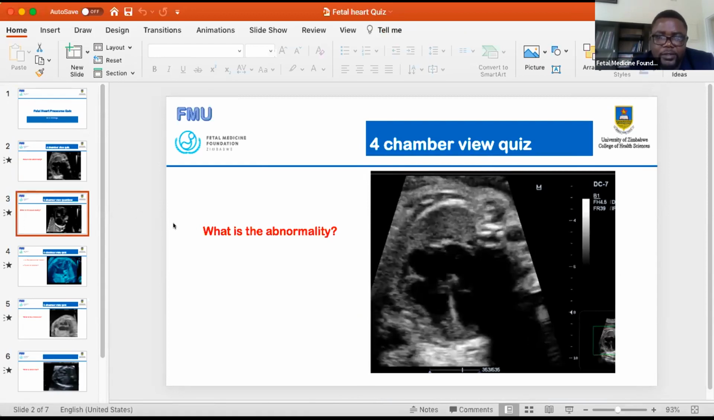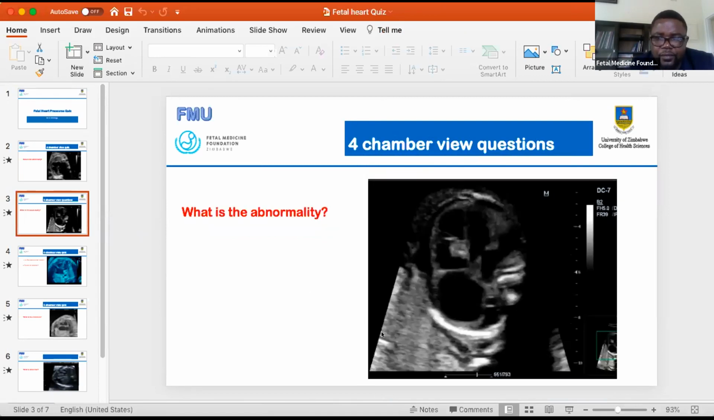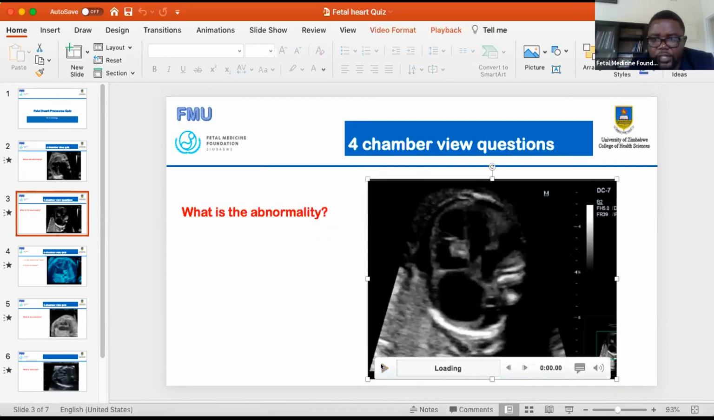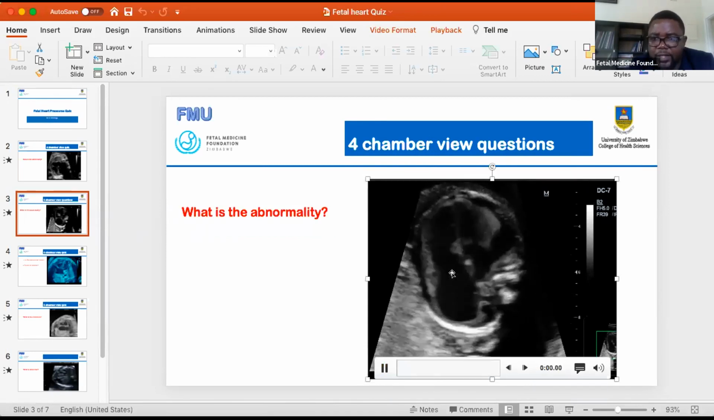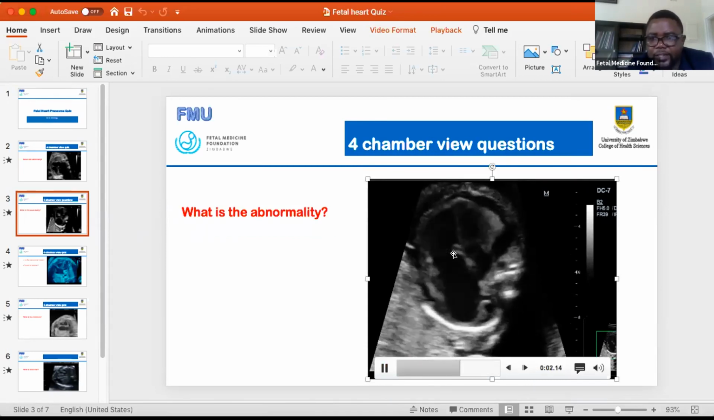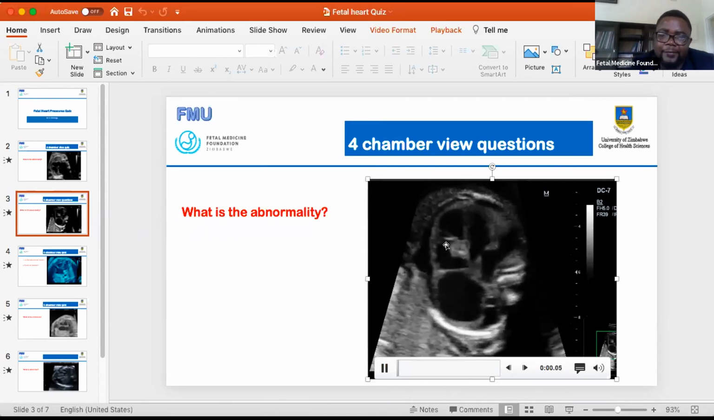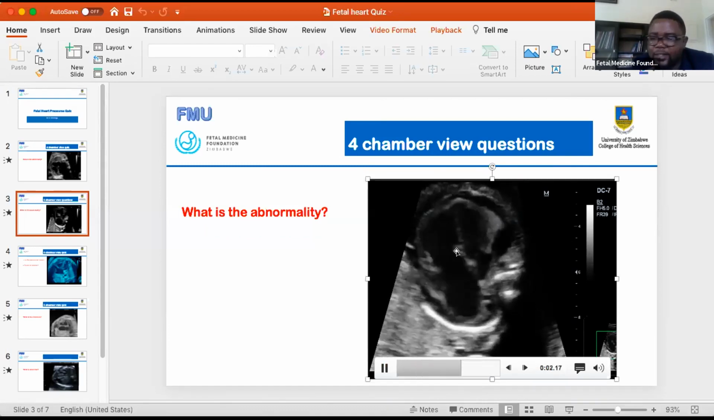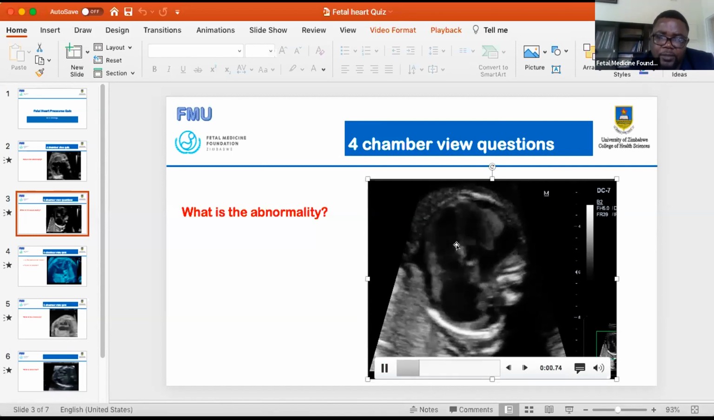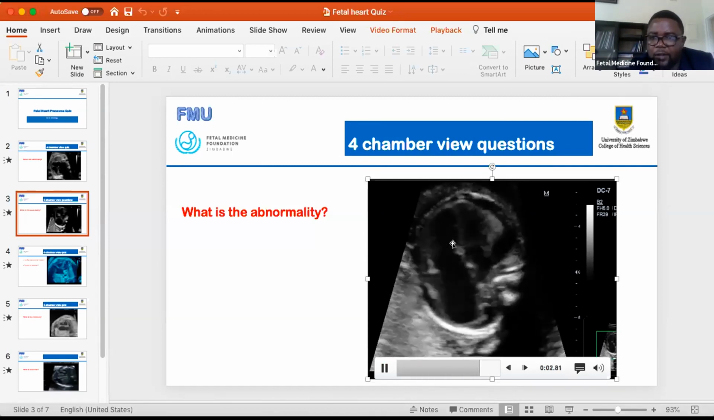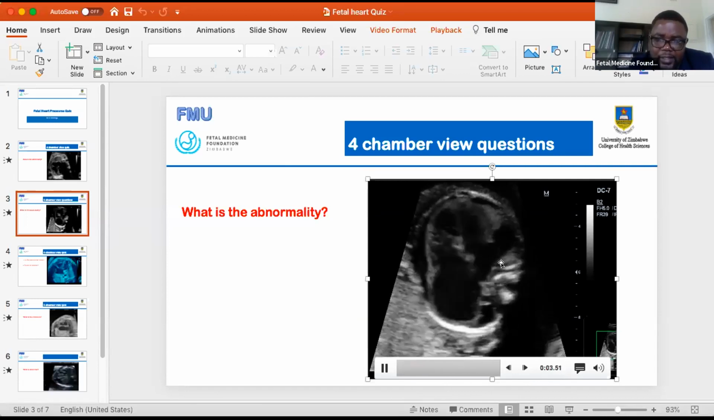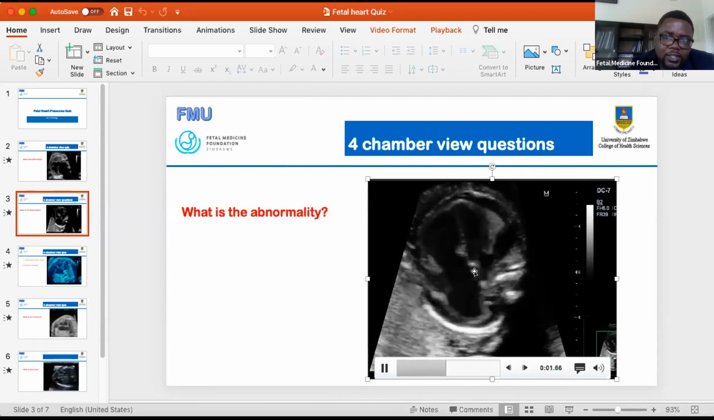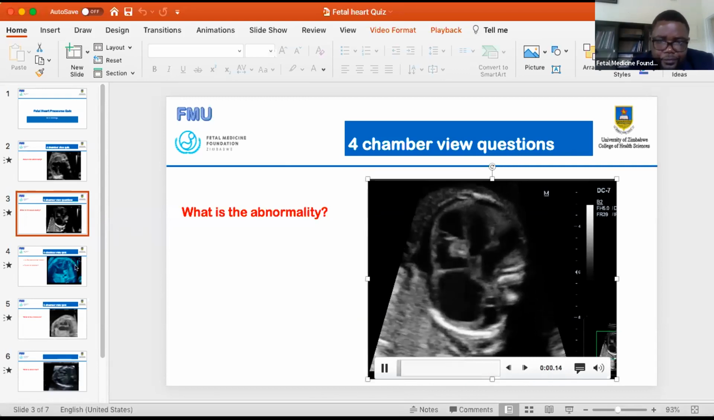Then the next one, what condition is this? What can we see? We can see a dilated atrium. We can see a dilated ventricle. We can see a very thick dysplastic septal leaflet of the tricuspid valve. And we can also see that the left side is dilated as well. So this condition is Epstein anomaly.